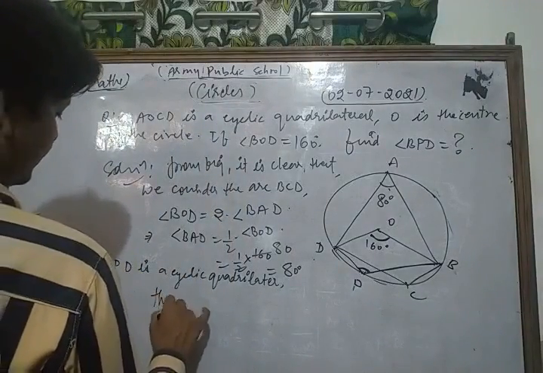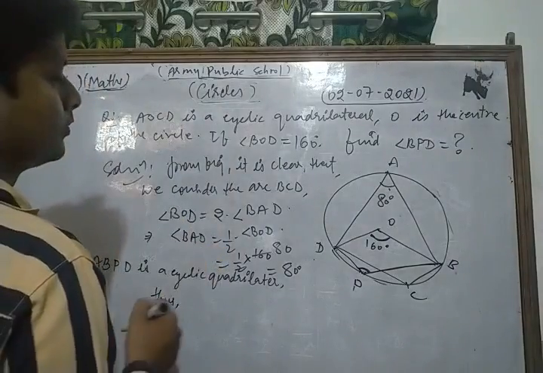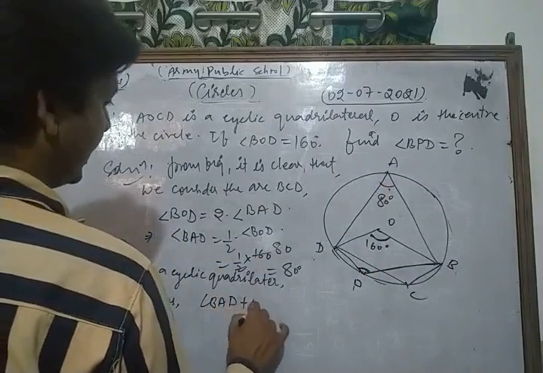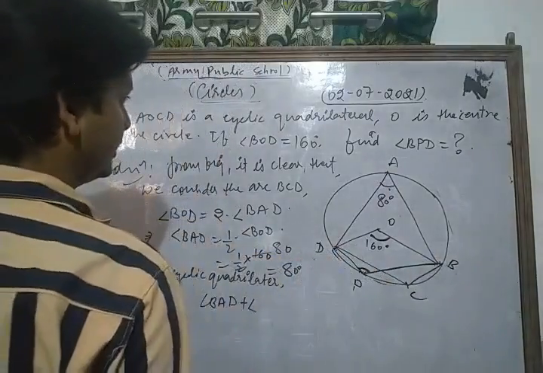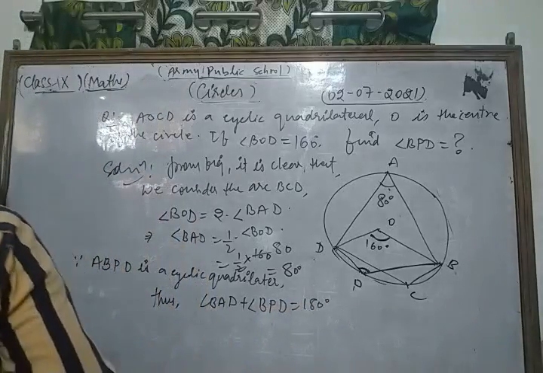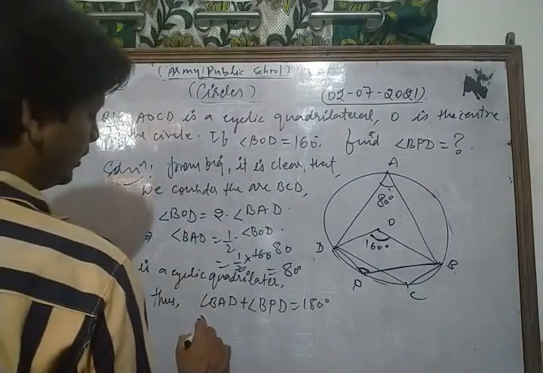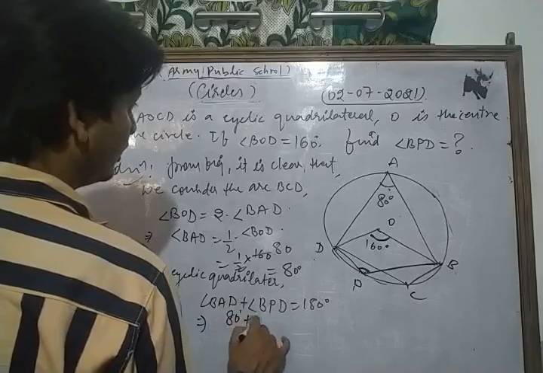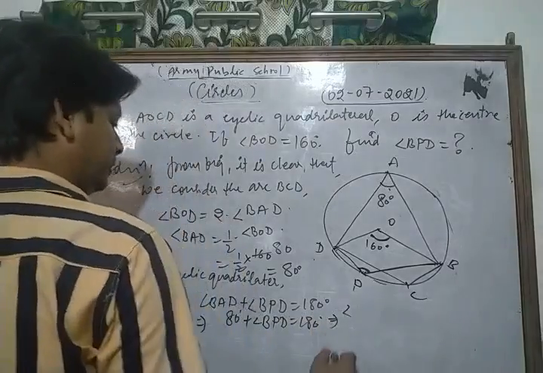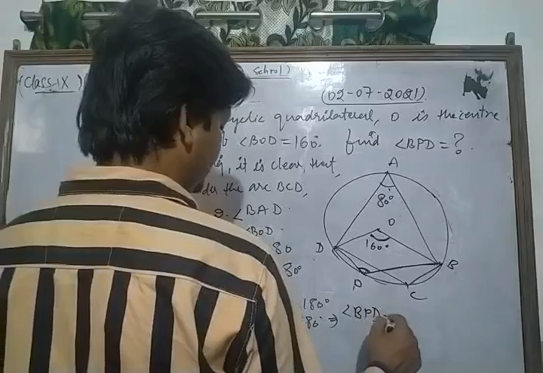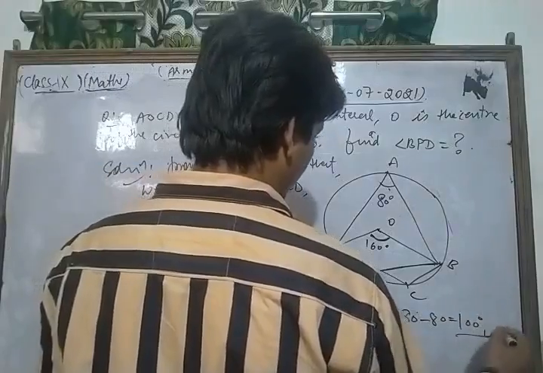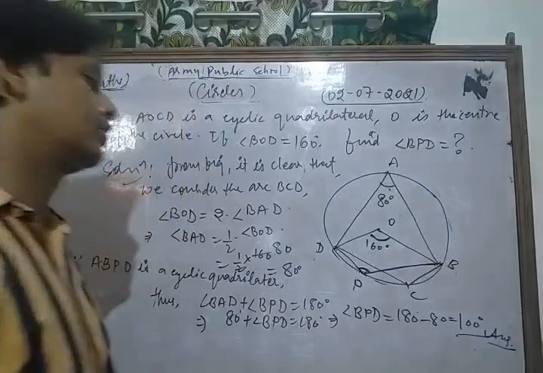Thus angle BAD plus angle BPD, the sum of opposite angles, is 180 degrees. BAD is 80, so angle BPD is equal to 180 minus 80, that is 100 degrees. This is the required solution of the given question.